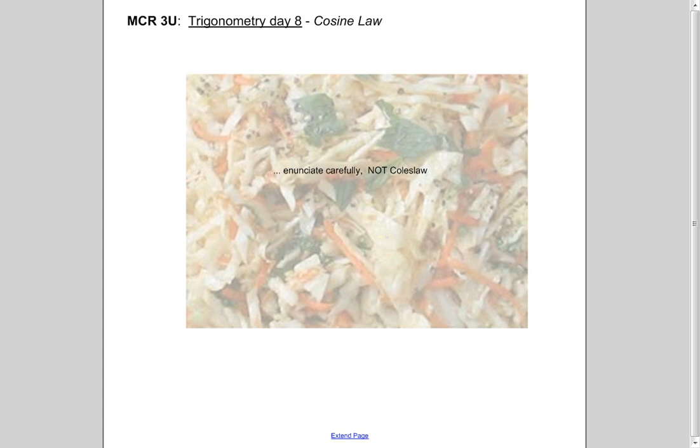All right, grade 11s, a new day of trig where we have something old and familiar, and I'm not going to throw anything new or scary at you. So we're going to look at the cosine law today, or the cos law.